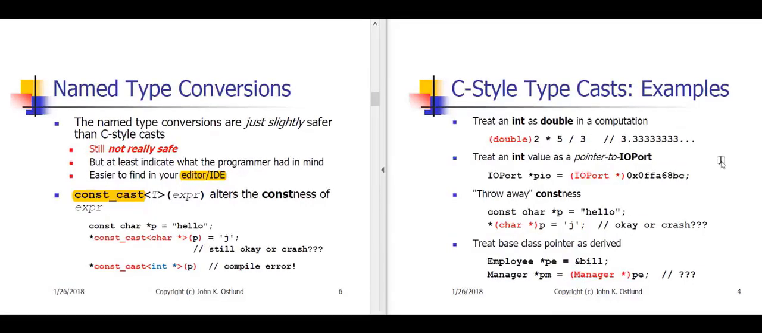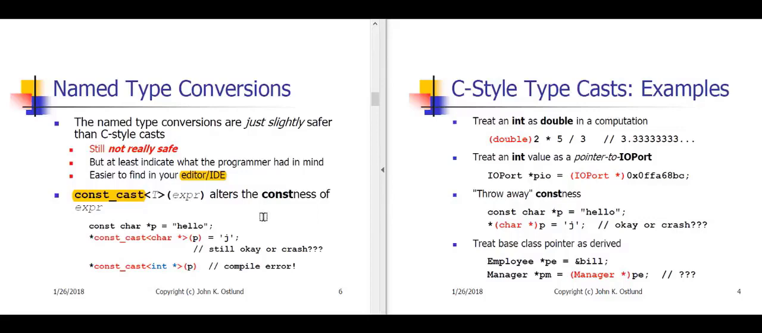Okay, so I have cleaned up all of my highlighting on slide 4 so that we can see how the 4 named type conversions relate to the 4 examples of using C-style typecasts that we looked at on slide 4.